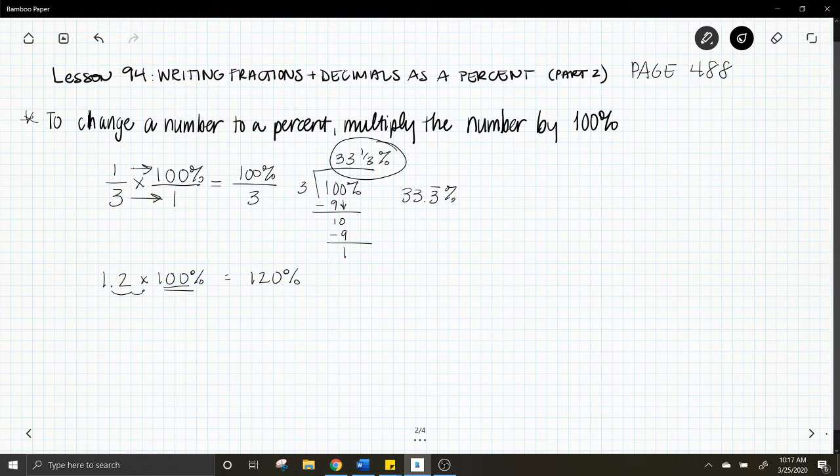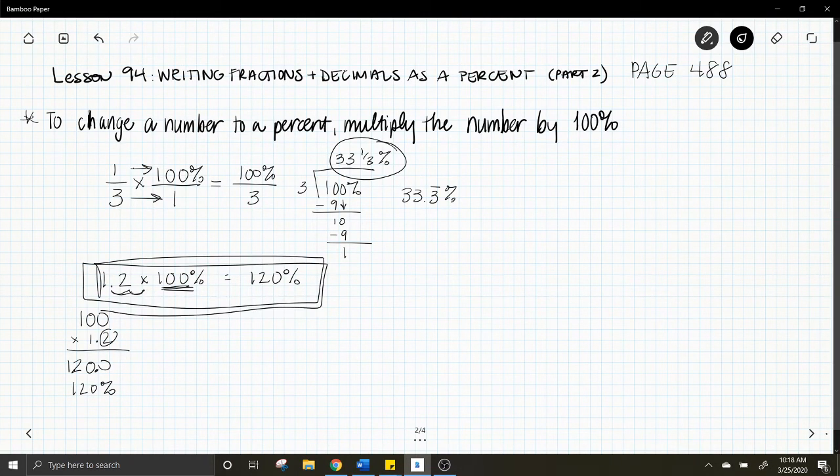If you don't recall how to multiply by powers of 10 by moving the decimal, you could have done 100 times 1.2. And then remember, we have 1 decimal place, and you would have gotten 120% that way as well. But make sure that you know this method. When you're multiplying by a power of 10, you can just move the decimal to the right for however many zeros there are.